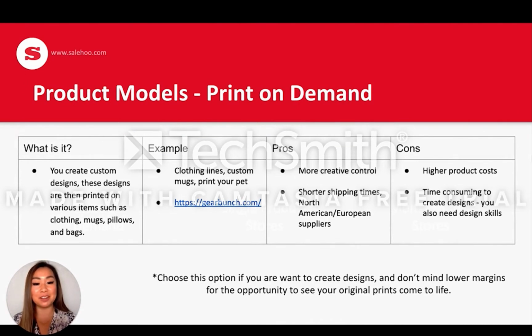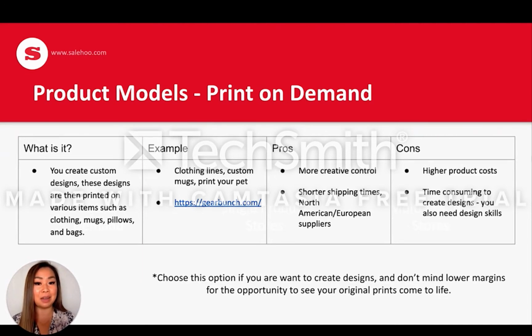Some pros of this model is that you definitely get a lot more creative control over the products you're selling, because you're creating the designs yourself. So if the value of your brand is in the design, then this is definitely the right product model for you. Another pro of this model is that you often end up with shorter shipping times than any other model. That's because a lot of these suppliers for print on demand are based in Europe or North America. A lot of Asian suppliers don't want to deal with these small batch orders where they have to print one t-shirt at a time. A lot of Asian suppliers are more about wholesale, so print on demand is a lot more common with North American and European suppliers.